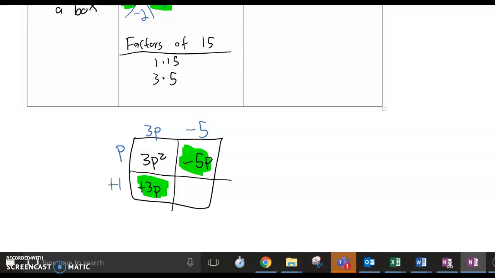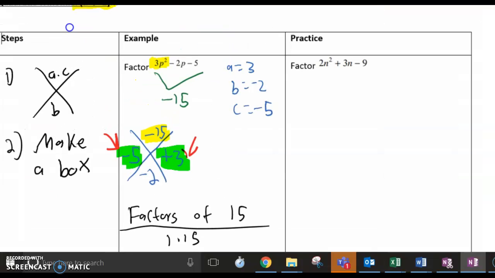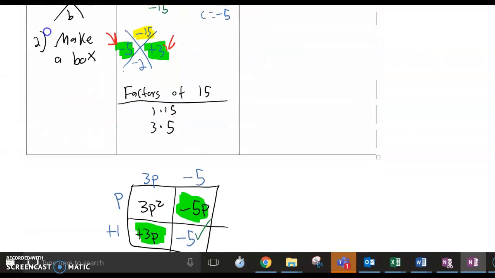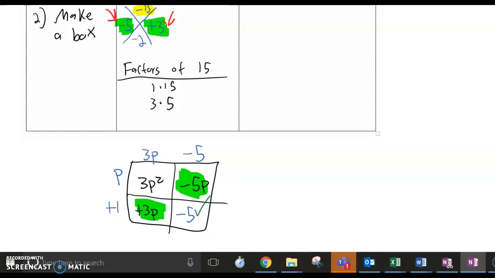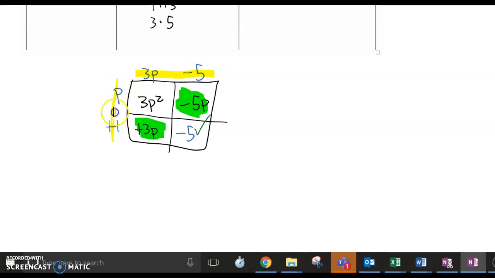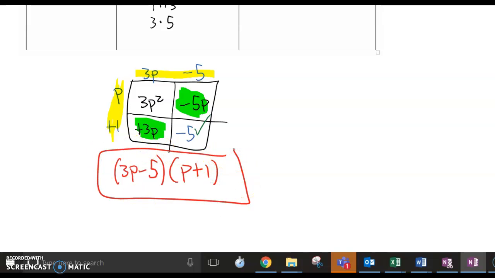Now, your last box in the bottom right, 1 times -5, -5. This is good because it's your final check. If this number matches your original C value, that tells you you're right on track and you did everything fine. If that number's wrong, it's a good way to catch yourself, because then you know you made a mistake. Those numbers should always match. And then we have our solutions here. These are our factors, and we're going to write them out nice and neat as factors. I've got 3p minus 5 and p plus 1 are the two factors.